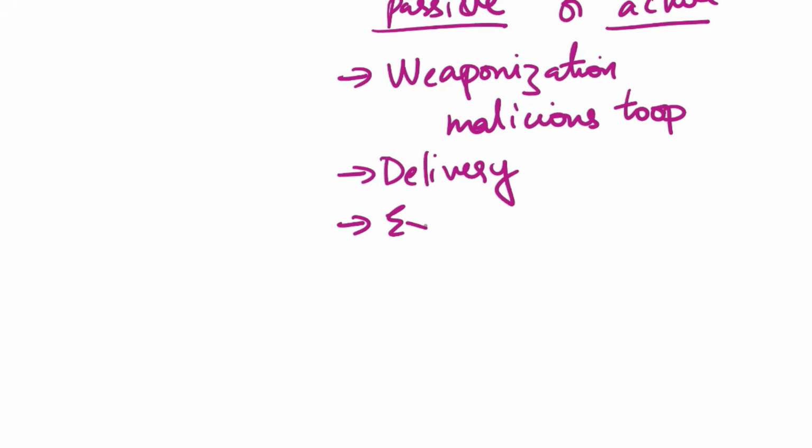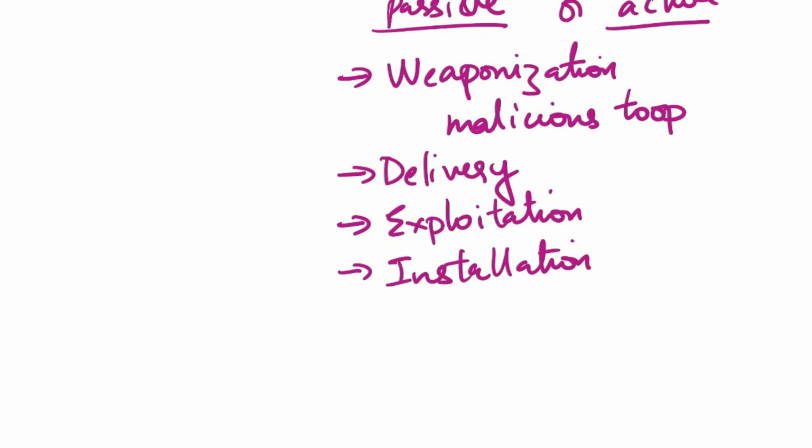The next step is exploitation. Once the weapon is delivered and executed on the target system, it exploits vulnerabilities to gain unauthorized access or control. Successful exploitation allows the attacker to establish a foothold within the target environment. The next step is installation. After gaining initial access, the attacker may install additional malware, backdoors, or persistent mechanisms. This is to maintain control over the compromised system and ensure access even after system reboots or updates.